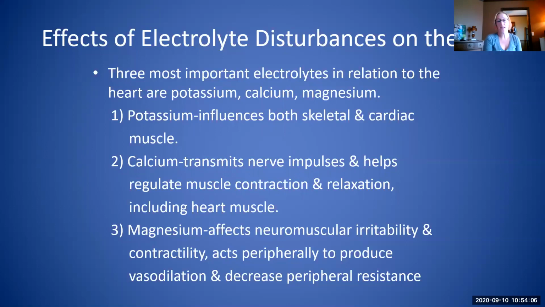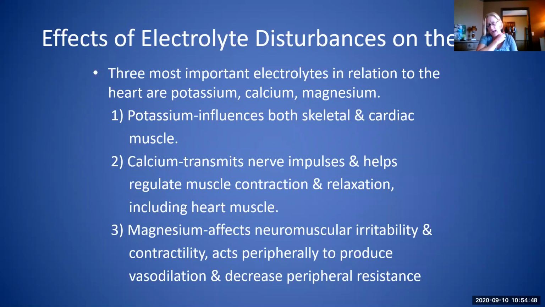Oh, calcium. Calcium transmits your nerve impulses and helps regulate the muscle contraction and relaxation. If your calcium is low, it can cause a prolonged QT interval. So your QT is the start of depolarization to the end of repolarization. So that QT interval can be prolonged with low calcium levels. It can also shorten the ST segment, prolong the PR interval, and can potentially cause heart blocks and asystole if it's severe enough. Low calcium can also enhance the effects of toxicity.